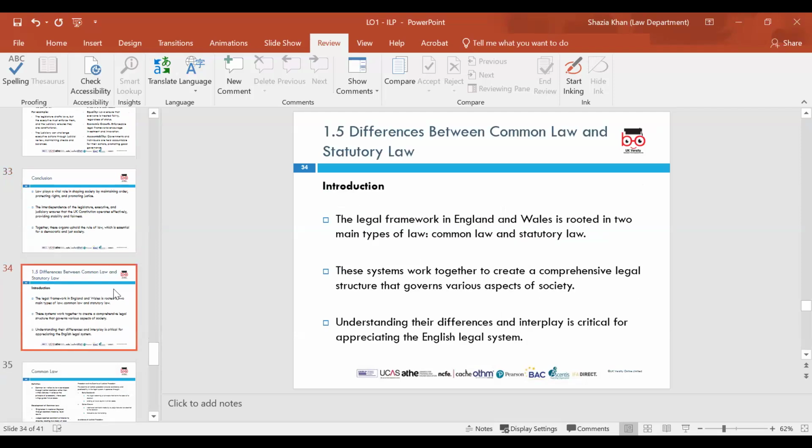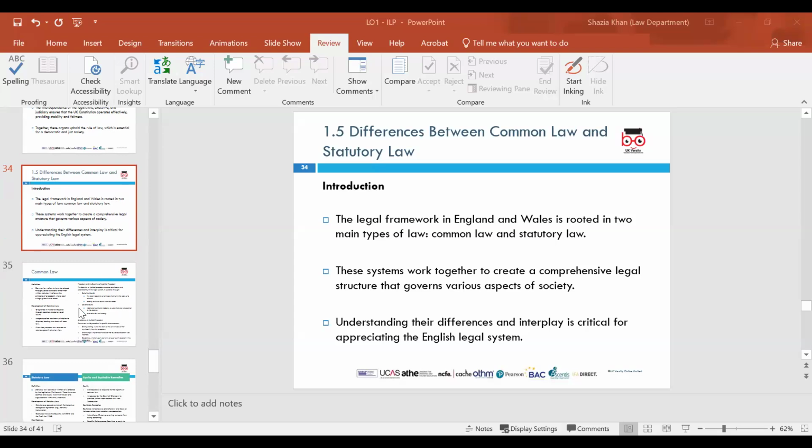The next one we're looking at is the difference between common law and statutory law. The relationship between common law and statutory law is crucial because the two components are part of the legal system in the UK. Common law relies on judicial decisions and precedents, while statutory law is enacted through the legislative process, creating explicit rules. So statutory law is passed through legislation.